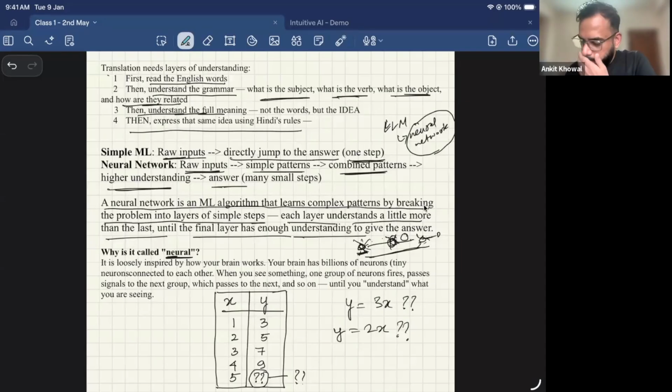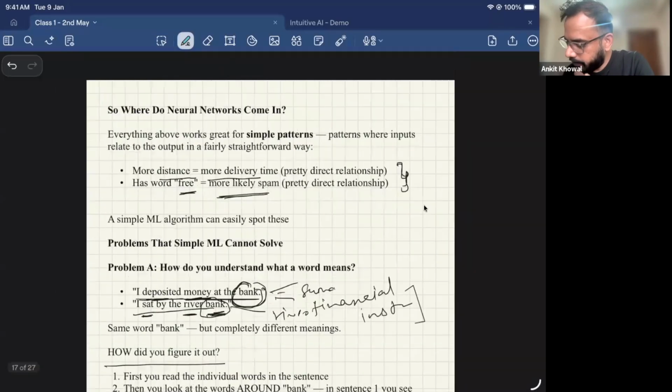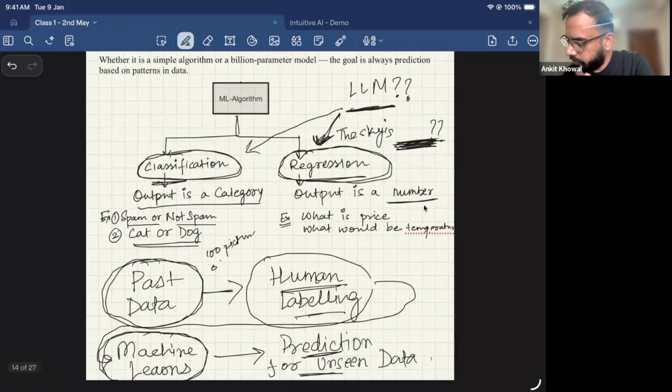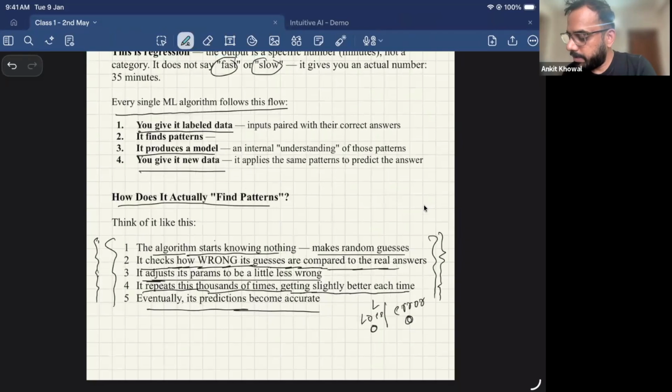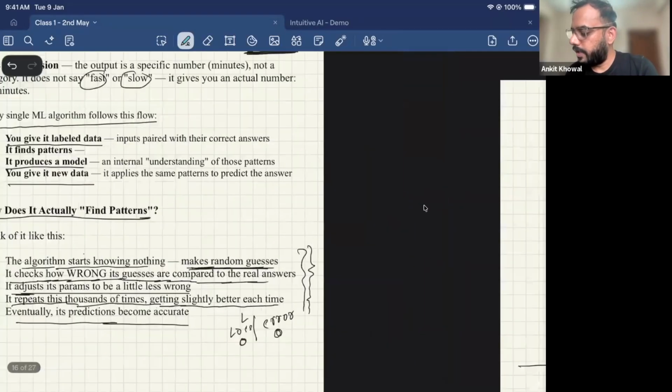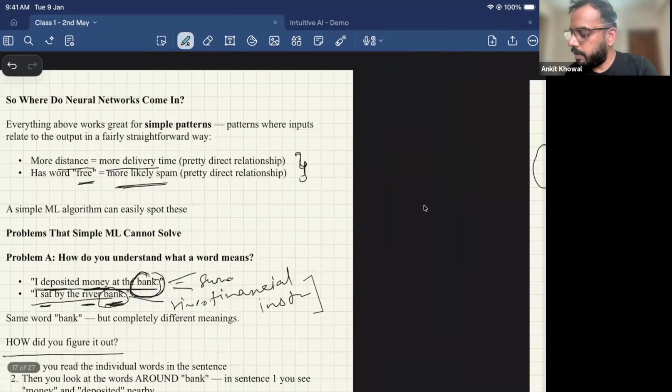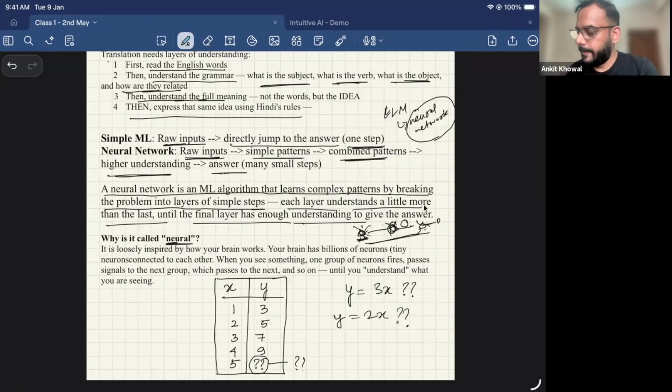Now, we talked about this part, which is, how does it find patterns? This is a very interesting part, where I said that first it makes random guesses. It looks at the data, makes random guesses, then it corrects itself, and eventually it learns the pattern and can answer for new data. So we'll do a simple exercise to understand how it works internally.